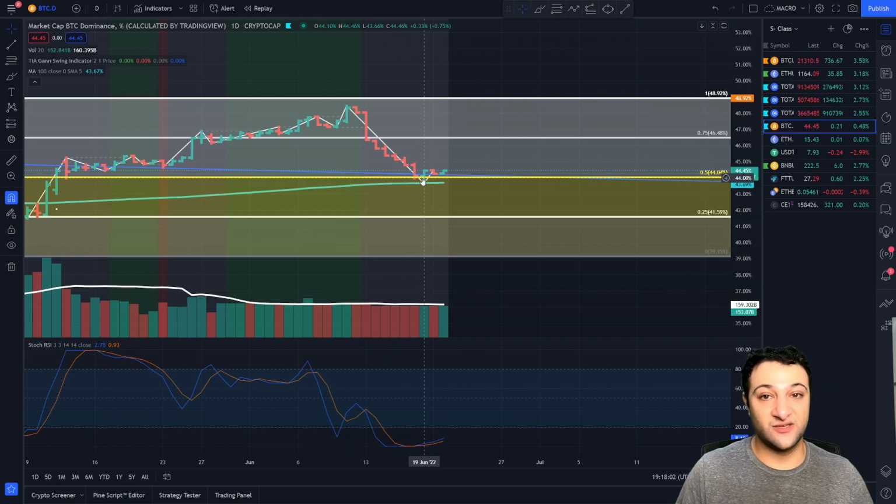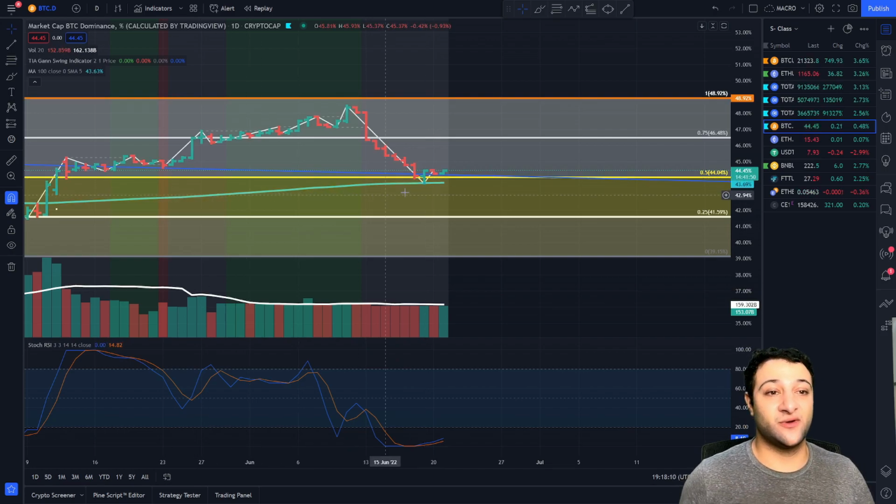Perfect support at the 50%. Remember, this is Bitcoin dominance. We want this to go down. So the fact that it found support at 50% is bad news. Perfect bounce off the 100-day moving average.